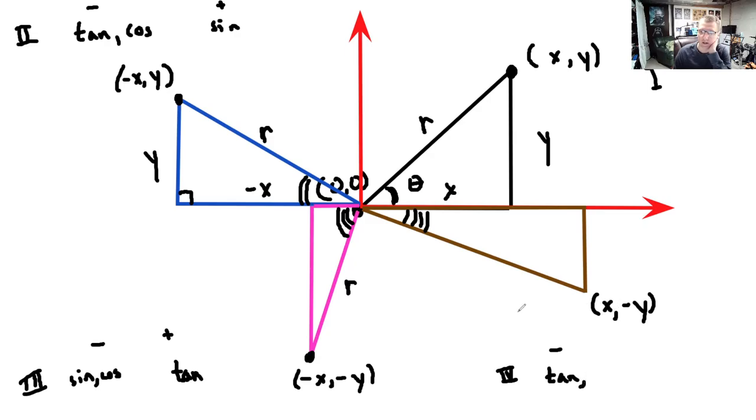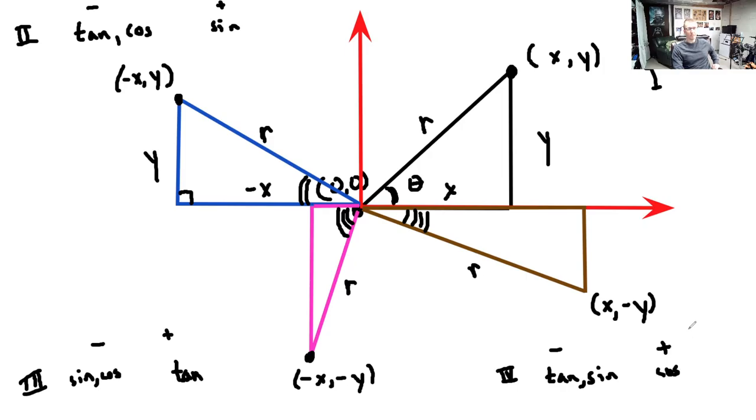And so is the sine. This radius is always a positive length. It's just the length of that hypotenuse, and that's going to be the divisor of this y. So we get sine is negative y over positive r, which means it's a negative function. Cosine is the only positive function in quadrant 4.